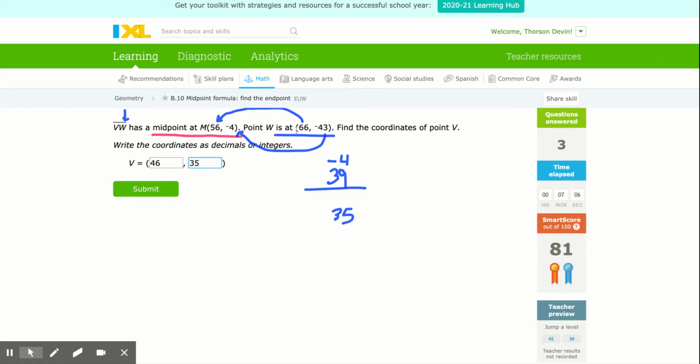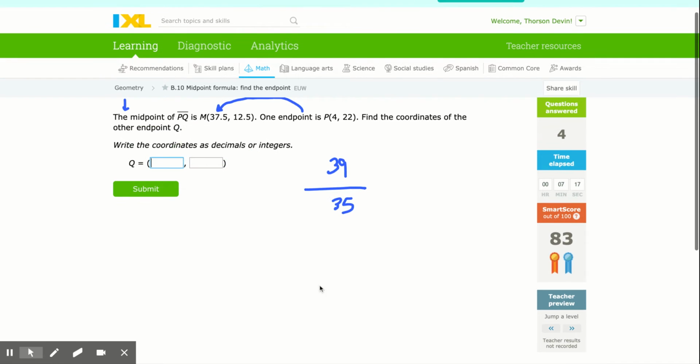So again, I'm asking how far do I go from 66 to 56? Double that. How far did I go from negative 43 to negative 4? Do that distance again, and you get your other endpoint. Again, they're going to give you decimals and other things, but it's not much harder. Just use a calculator. If you have any questions, please bring them to class.